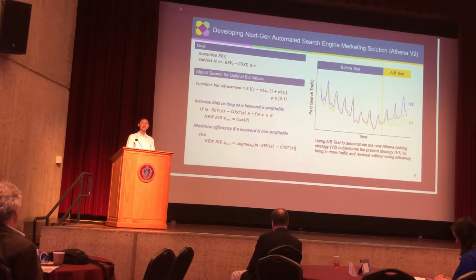Once we have this predictive model, it is relatively straightforward for us to just optimize our bid values. We do this for two scenarios. If we notice a keyword is profitable, we search the bid value range and maximize that to bring in more revenue. On the other hand, if a keyword is non-profitable, we search for the bid value such that we minimize our loss.